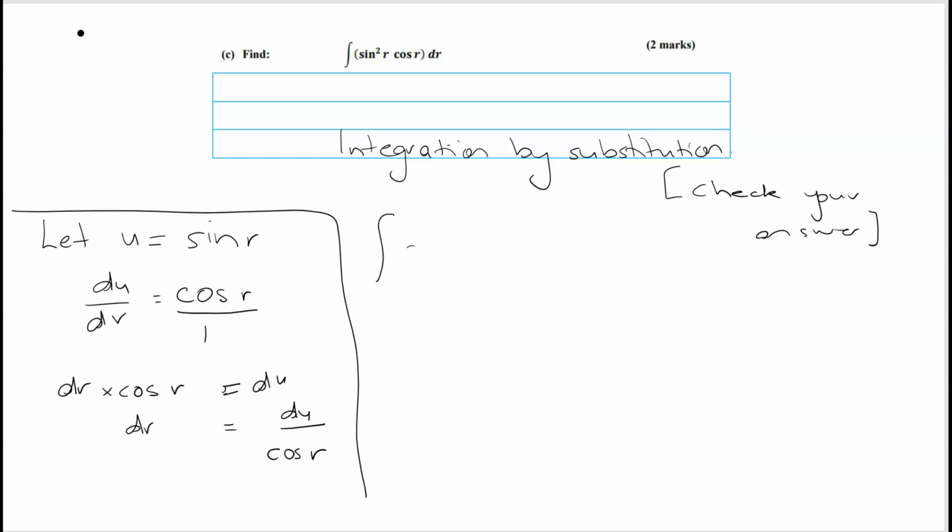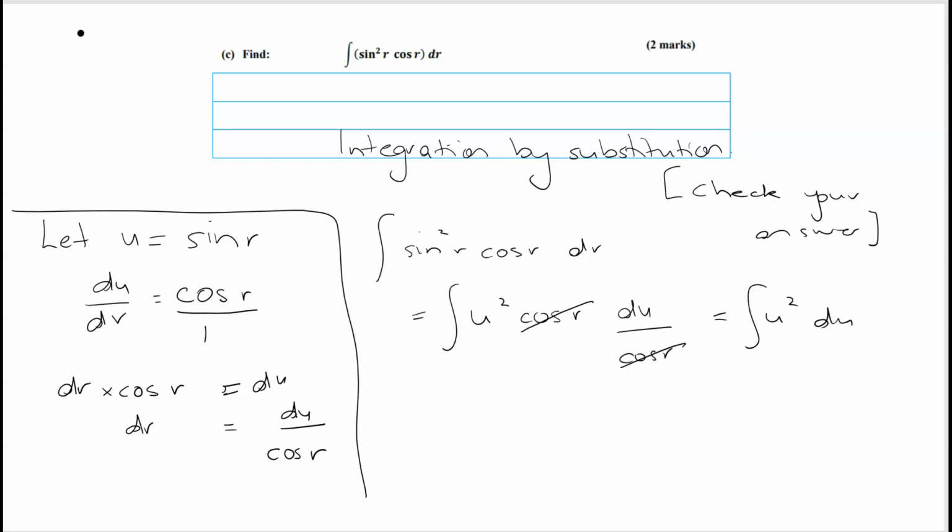Now you can say that the integral of sine squared r cos r dr is equal to the integral of u squared cos r times dr, which we now know as being du over cos r. And this is why we do it this way, because we know that the cos r and the cos r are now going to cancel out, and no other way helps us as much as this. So now we have the integral of u squared du, and that's easy. That's u cubed over 3.